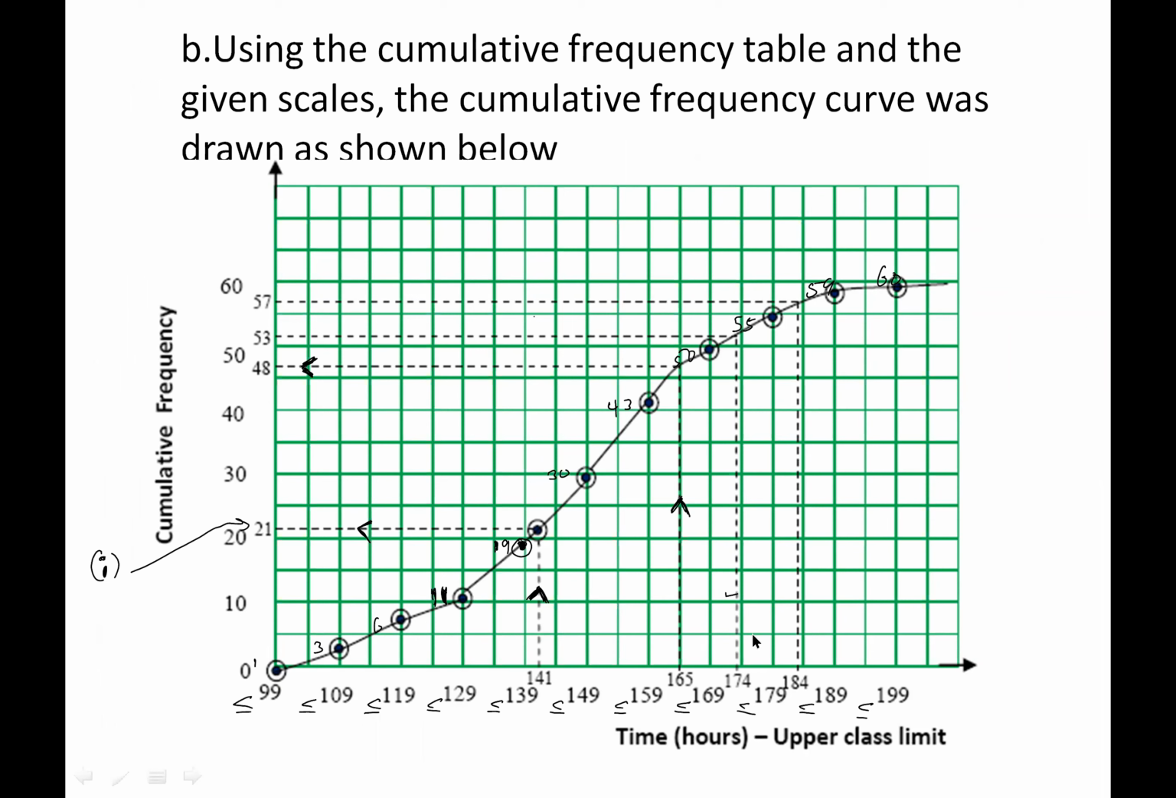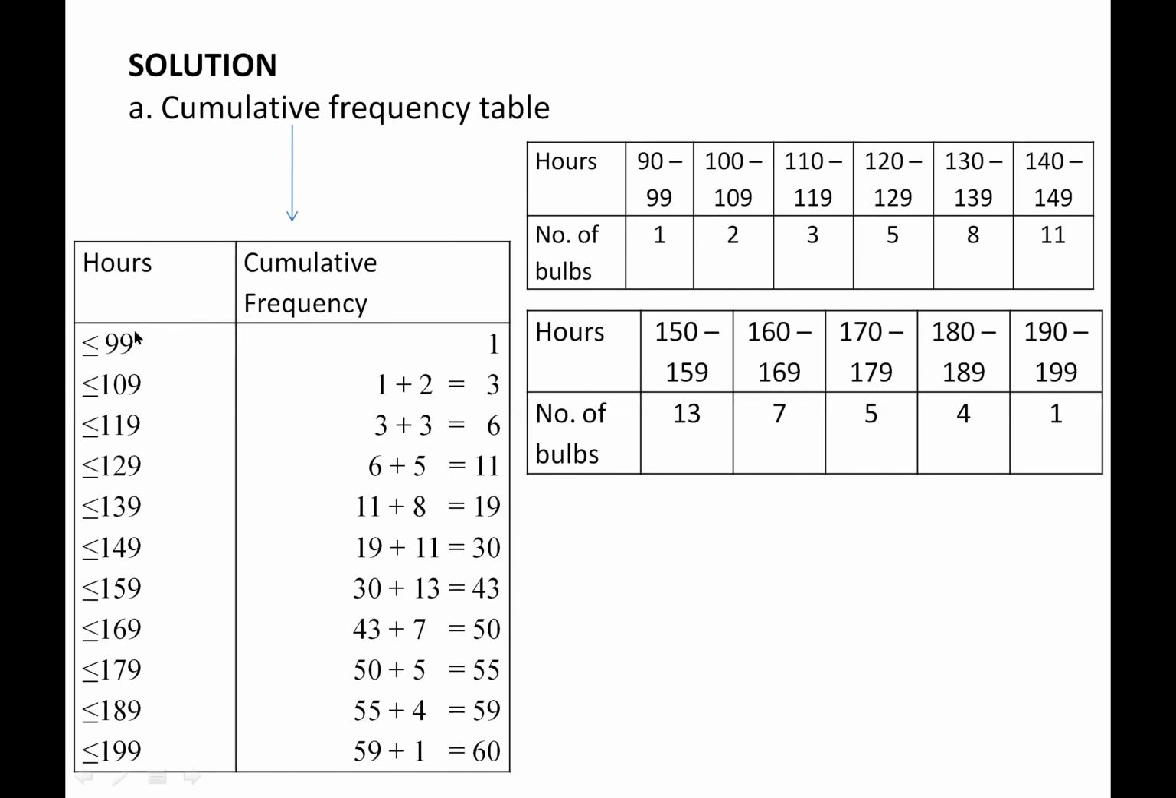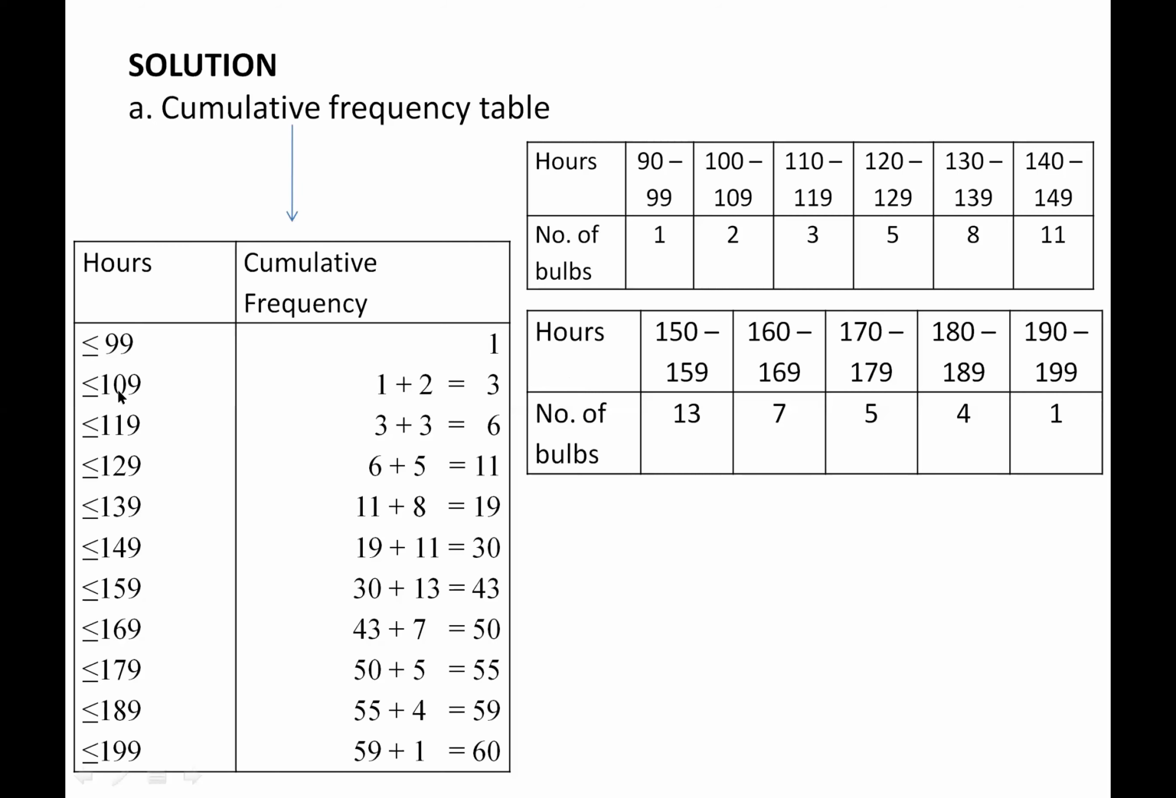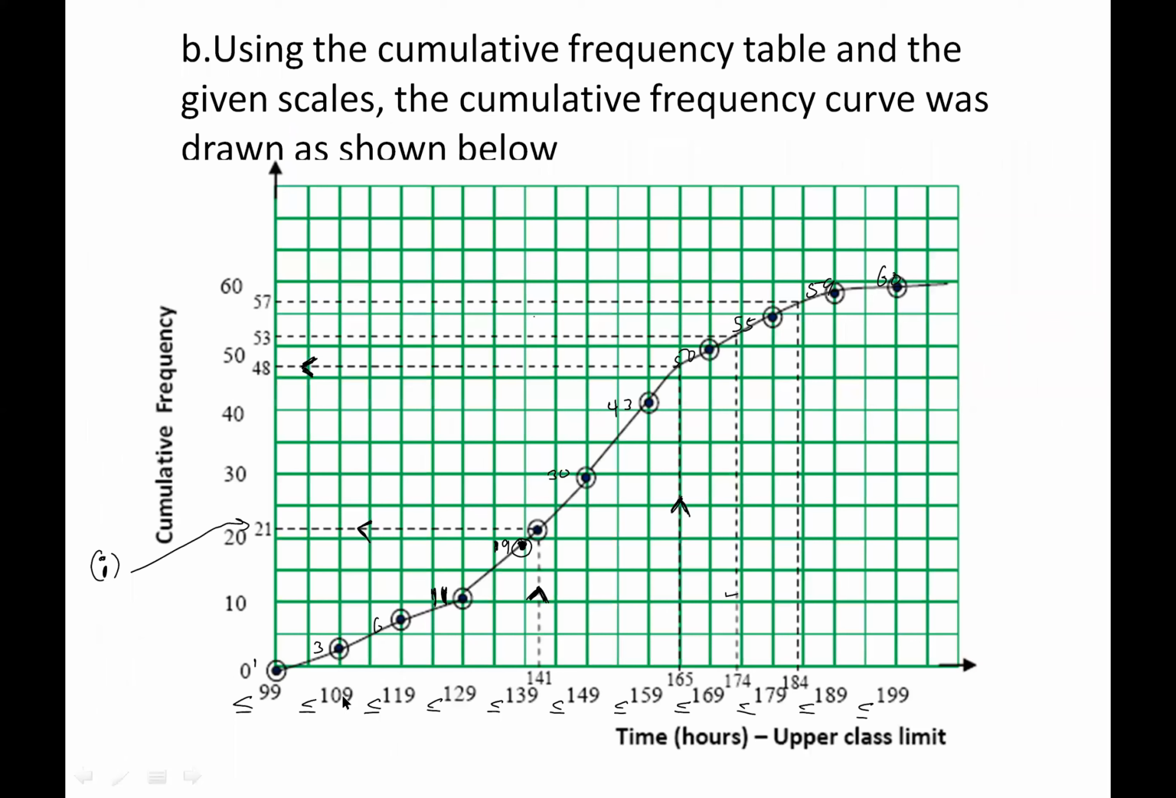Well, if we go back, less than or equal to 99 hours, 1. This is supposed to be a little bit higher, but we know that is 1, right? Next one, less than or equal to 109 hours, 3 bulbs. These are the limits. We are using limits here, the upper class limits. Why? Because of the questions to be answered, right? They had the words no more than or more than in it. So we know that's what we have to use here.